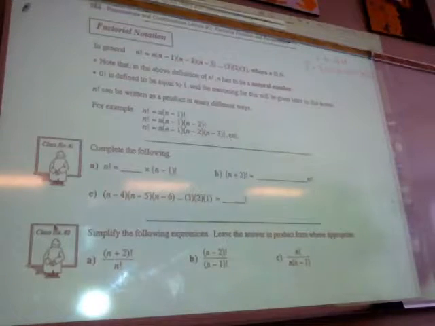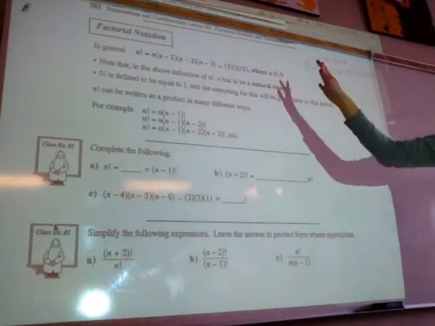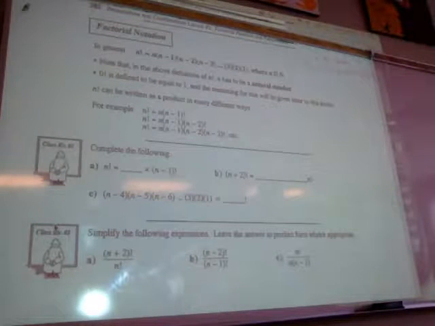Okay? And just keep in mind that n has to be natural numbers. Natural numbers are 1, 2, 3, 4, 5, 6. They don't include 0. They don't include negative numbers. Okay?